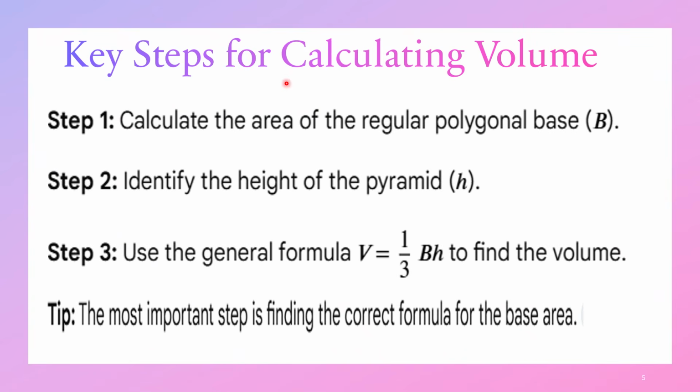Now, here are the key steps for calculating volume. First, calculate the area of the regular polygon base, or polygonal base, which is B. Number 2, identify the height of the pyramid. 3, use the general formula, V equals 1/3 BH, to find the volume. And remember, the most important step is finding the correct formula for the base.